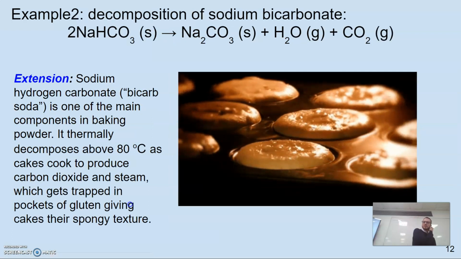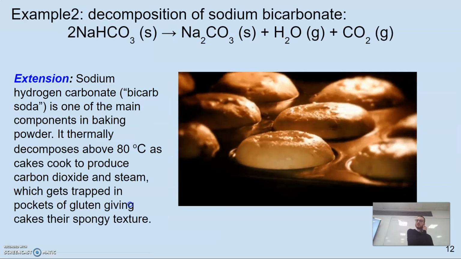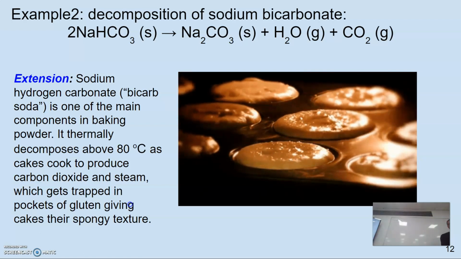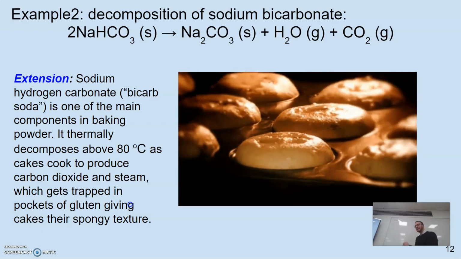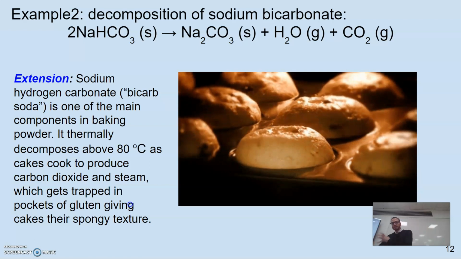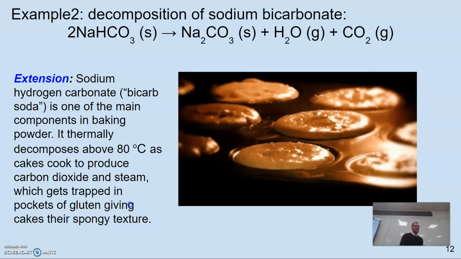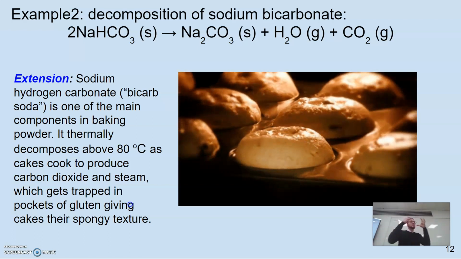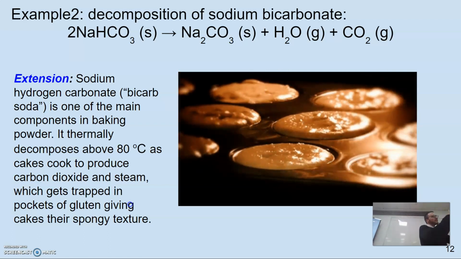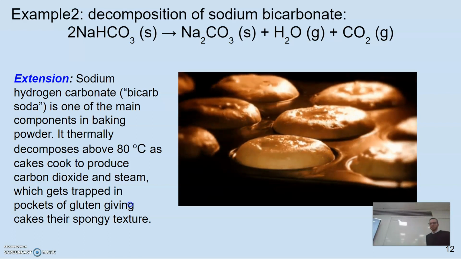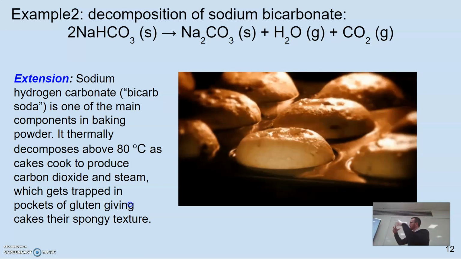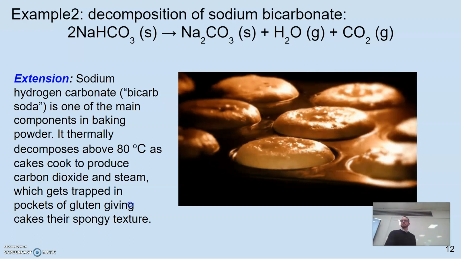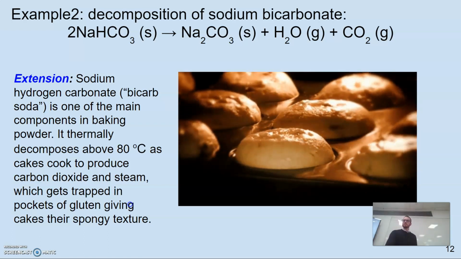Here's another example. The rising of cakes: sodium hydrogen carbonate, or sodium bicarb as it's also called. That decomposes to sodium carbonate, which is more stable, water and carbon dioxide. And it's that water and carbon dioxide that gets trapped, right, in the starchiness of the flour that causes the cakes to rise. How does the decomposition start?